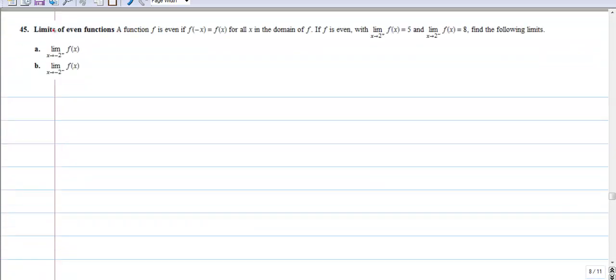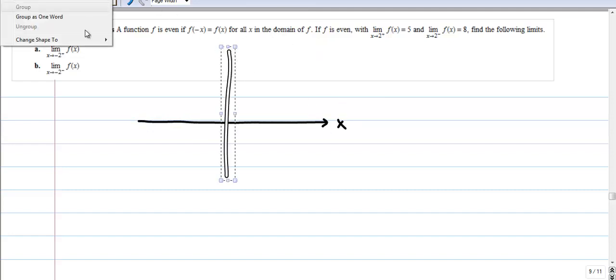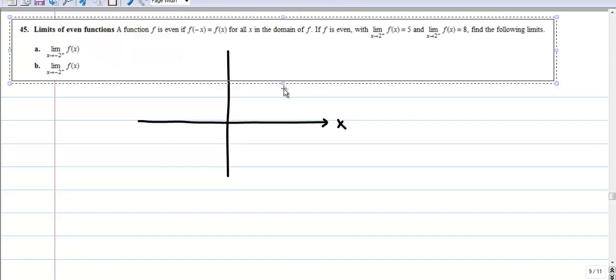Number 45 is interesting. It says limits of an even function. If you have an even function, that means it has y-axis symmetry, and so you can use that fact. So y-axis symmetry just means that it folds in half on the y-axis.